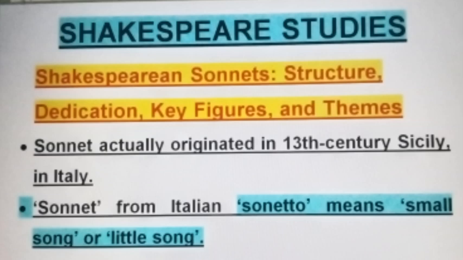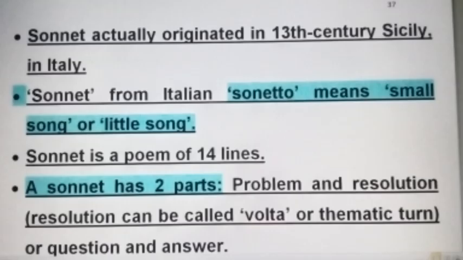Sonnets actually originated in 13th century Sicily in Italy. Sonnet is a word coming from the Italian sonetto, which means small song or little song. A sonnet is a poem of 14 lines. A sonnet has two parts, a problem and a resolution. The resolution can be called a volta, or thematic turn, or question and answer.